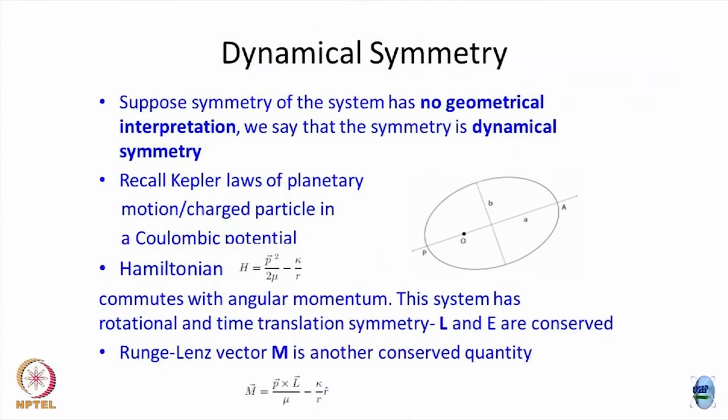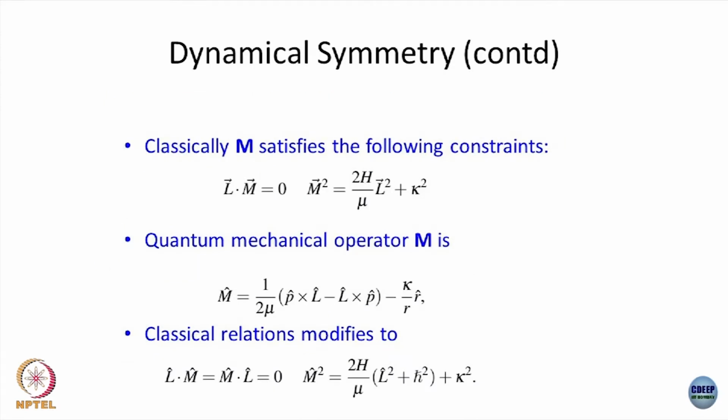Just for completeness, the Runge-Lenz vector involves p cross L. Is it an axial vector or a polar vector? L is an axial vector, and p cross L is a polar vector, because the second term is a polar vector. So, you can't add them if it was axial. Okay. So, this has some properties. Classically what we see is that because it is p cross L, you can show L dot M is 0.